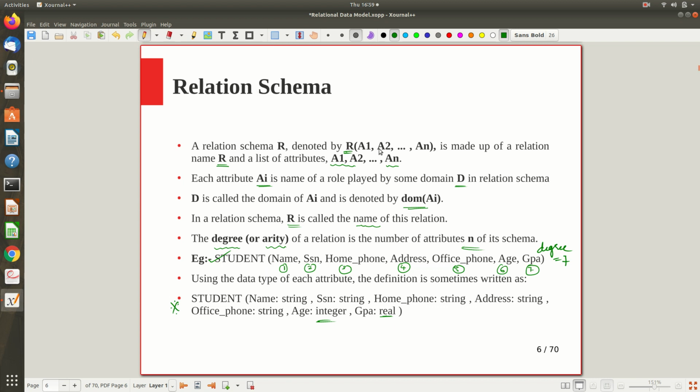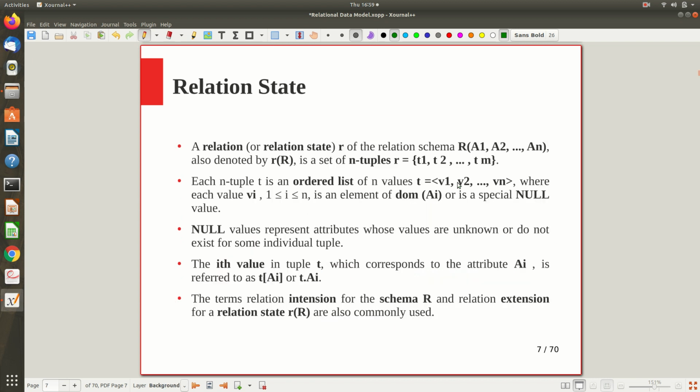Schema, something like this: attributes and their domain. This is what we see. Now similar to schema, in the ER model also we saw this term, the state of the relation. At currently, what are all the values this particular structure is holding. So a relation or a relation state R of the relation schema, this is a schema. This is how you denote a schema.